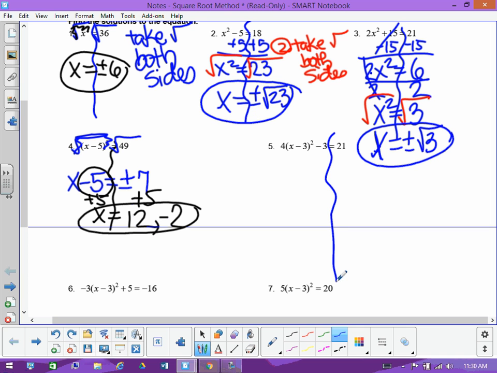We've got 2 sides of our equation. Before we can take the square root, we want to get this by itself. So if we look at what we've got, what do we need to move first? The 3. We always undo addition or subtraction first. So if I add 3 to both sides, one step at a time, what's 21 plus 3? 24.